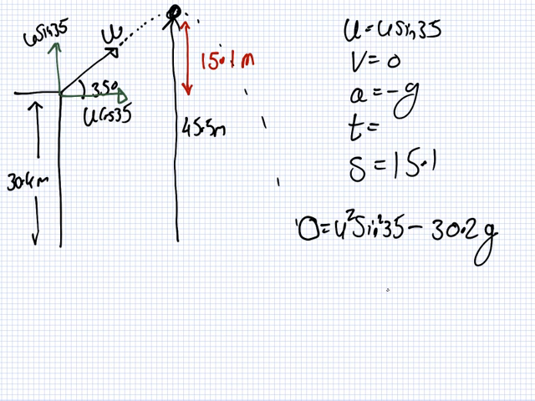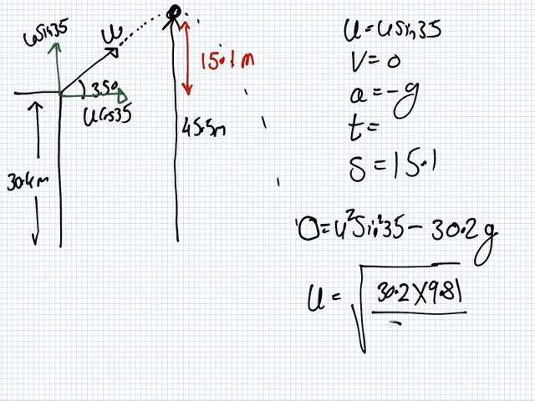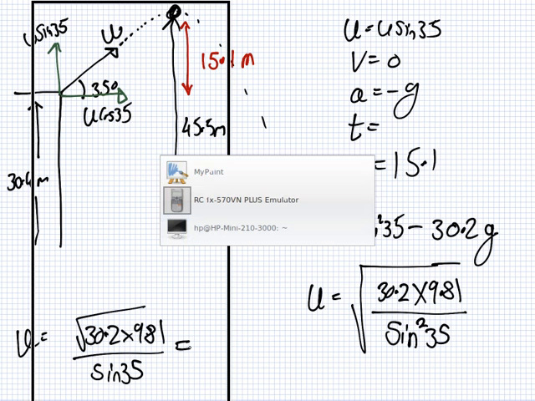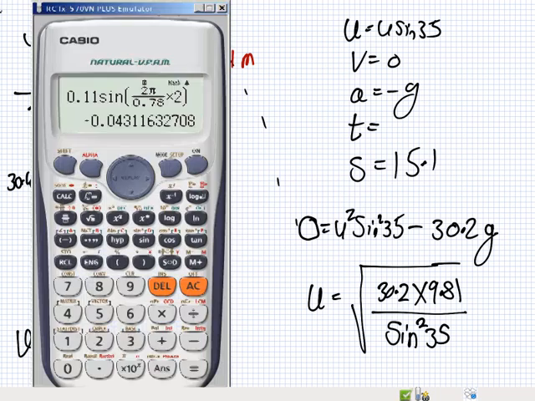So we get U is the square root of 30.2 times 9.81. You know that. So finally we get U is square root of 30.2 times 9.81 over sine 35. What's that, please? And we'll see if that is the same as your answer. No. Yes.